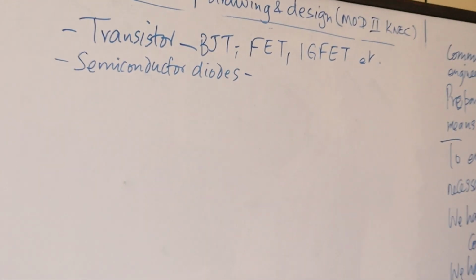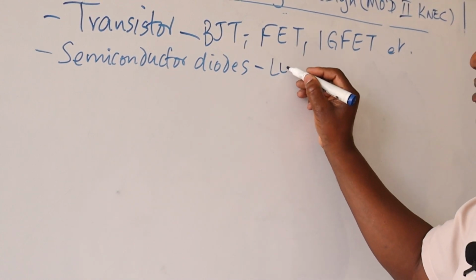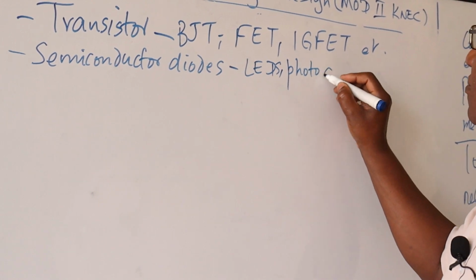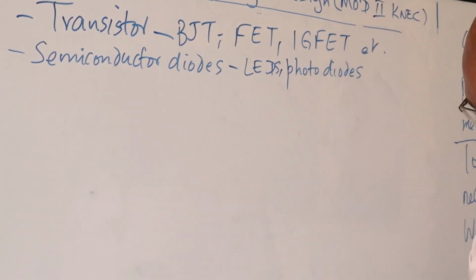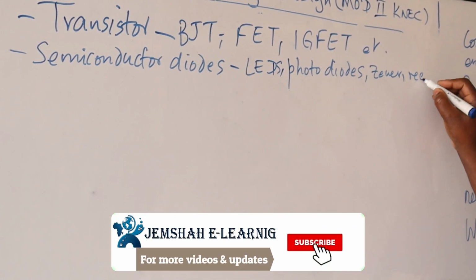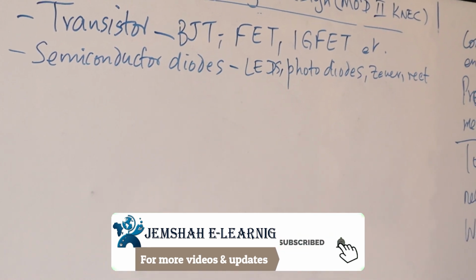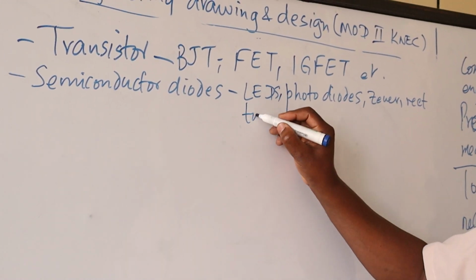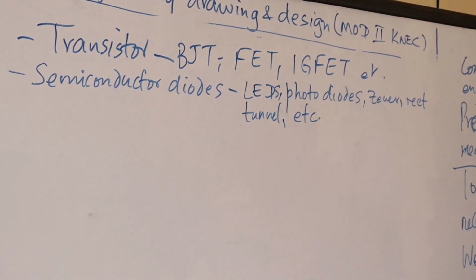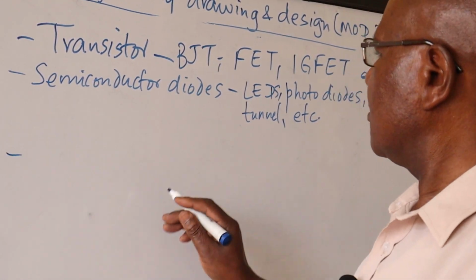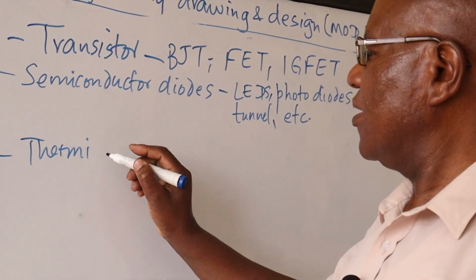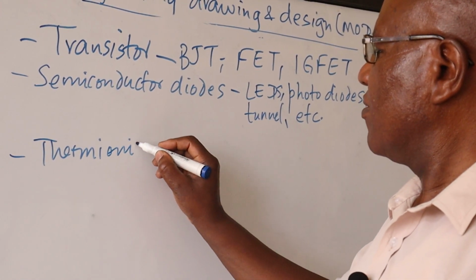Now this one, there's a series of families. We have got LEDs, various types. You have got photodiodes, Zener, rectifier, tunnel diodes, and the list is endless. Then another component which of late I've not seen featuring anywhere, but you need to be aware of, is thermionic valves.